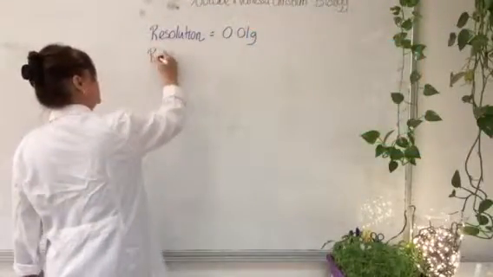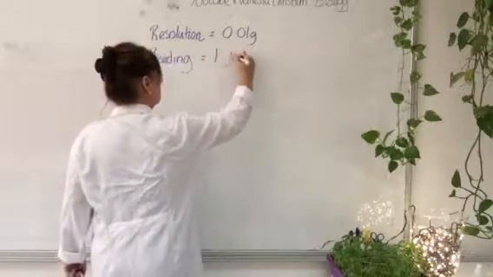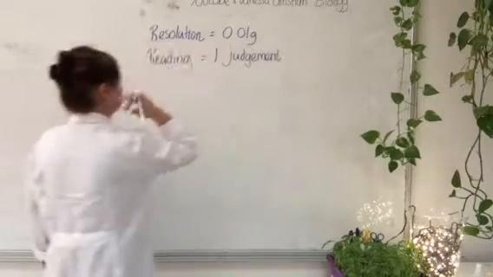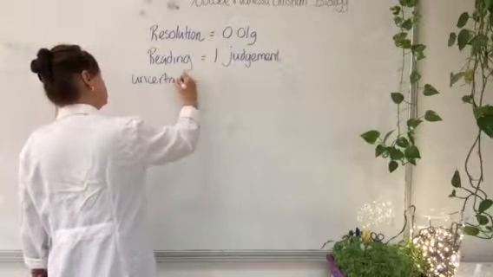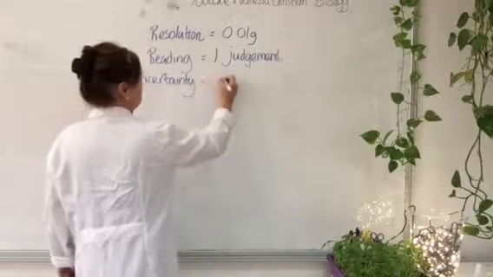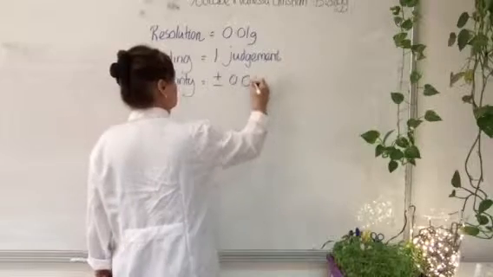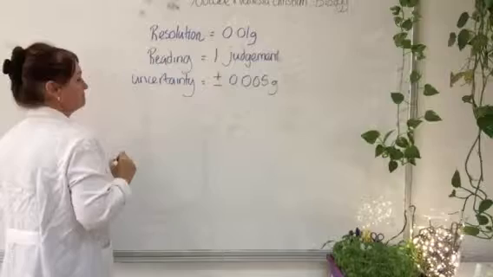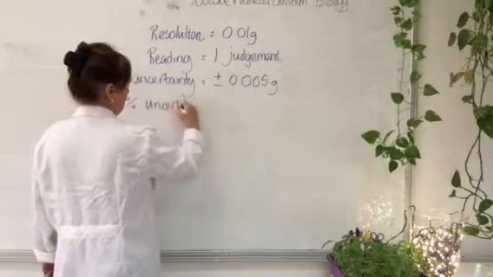In this example, I have a reading because I'm only making one judgment. I don't have to worry about the 0 because the manufacturer has ensured that 0 is indeed 0. Now, if the resolution is 0.01 of a gram, then my uncertainty is going to be plus or minus half of that. So my uncertainty is going to be 0.005 of a gram. So that uncertainty stays with the instrument. It wouldn't matter what I was weighing, that uncertainty would be the same.